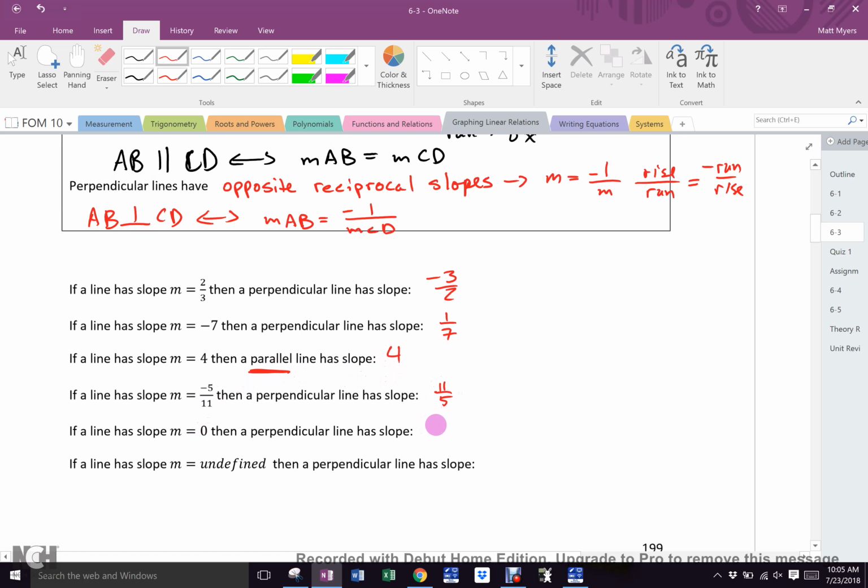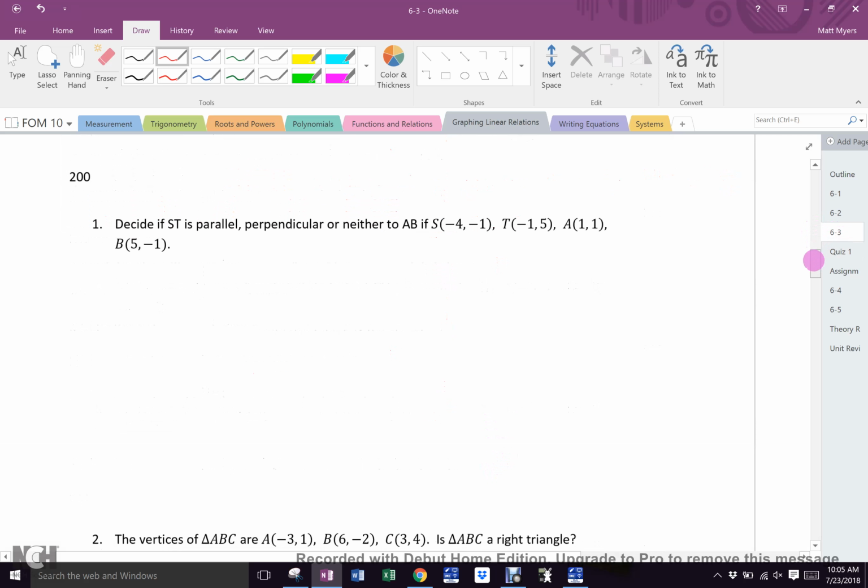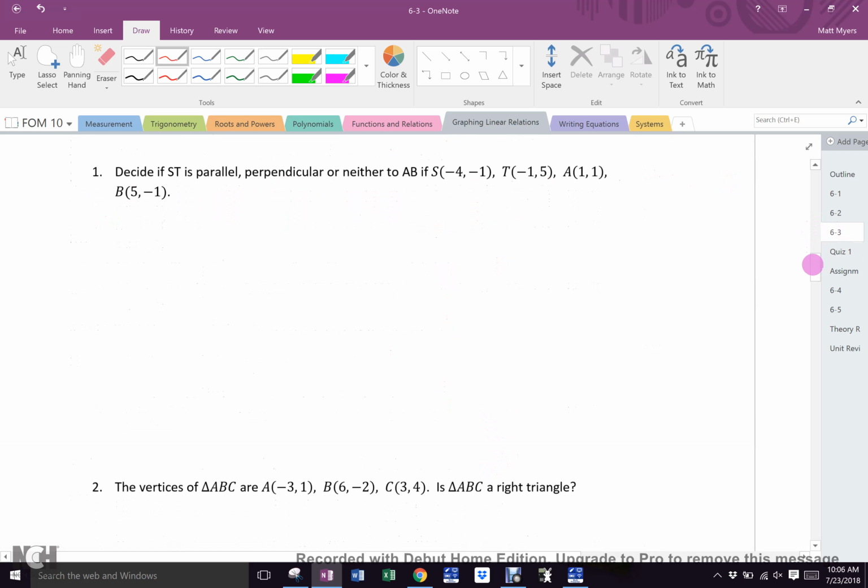Slope of 0, what's the perpendicular slope? Infinite, so it's undefined. Undefined, what's its perpendicular? 0. Is everybody good? All right, now that you know how it works, now that you know why it works, let's apply it to some numbers.